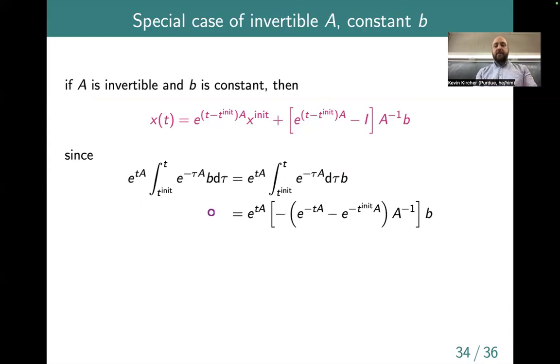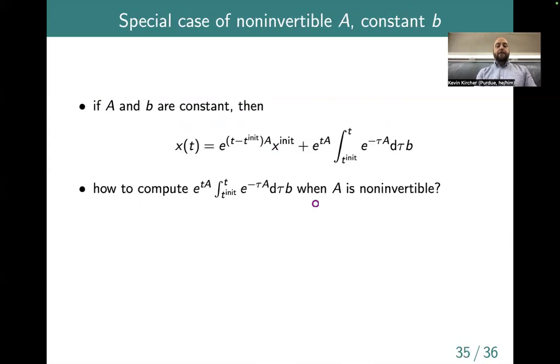I'm not going to go through this, but if you want to know where this comes from, the proof is fairly easy. And if the term b here, the offset term in the linear equation, is also constant, then we get an even simpler formula. Basically, b factors out of the integral here. And again, I'm not going to go through this.